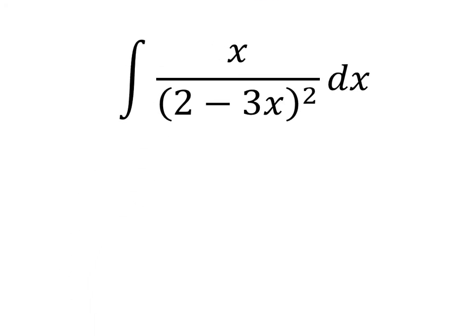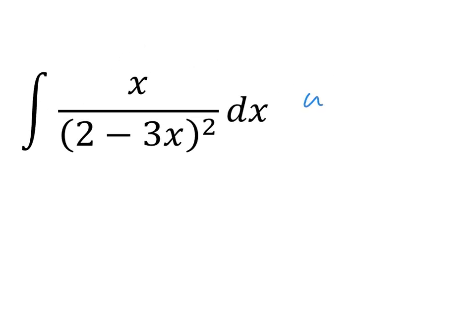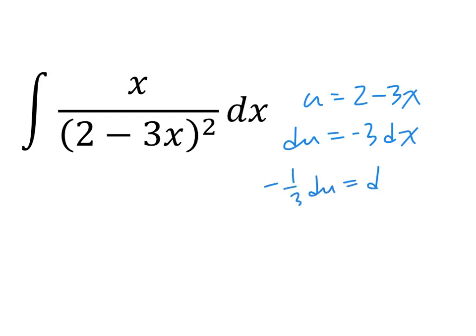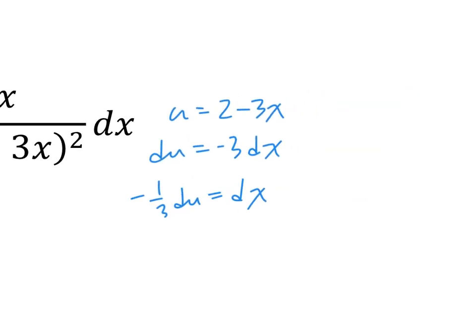Next one. Please be careful of your coefficient. A coefficient is a very annoying thing. Throw it in the front. Yes, okay. So u is 2 minus 3x. du is minus 3 dx. So minus 1/3 du is dx. Okay, we just want the x. That means I'm going to have to change this. u minus 2 divided by negative 3 is x.